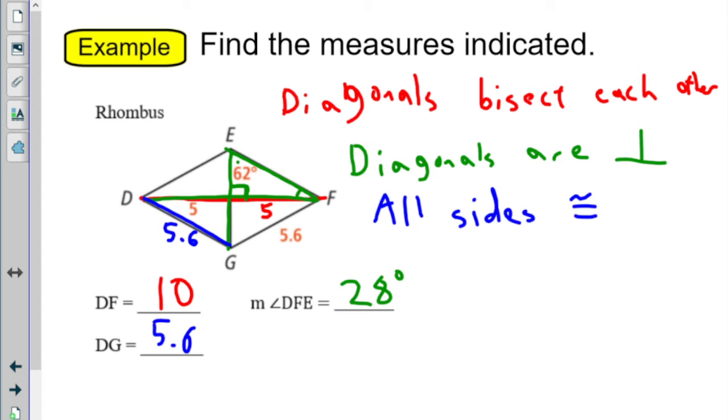So that's my rhombus. For each one, we're looking at what things are true about the measurements that we're trying to find. And then we're using that to find those measurements.